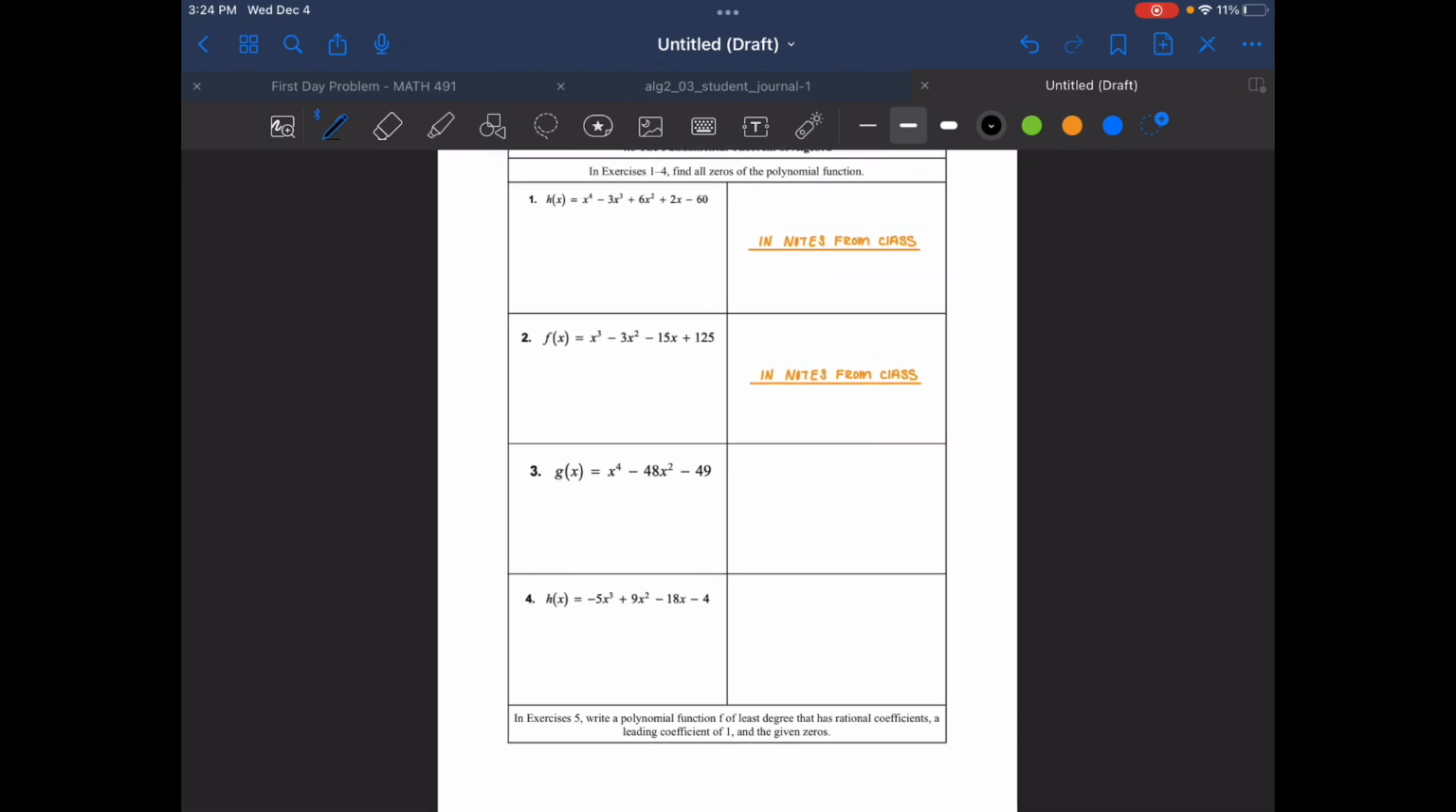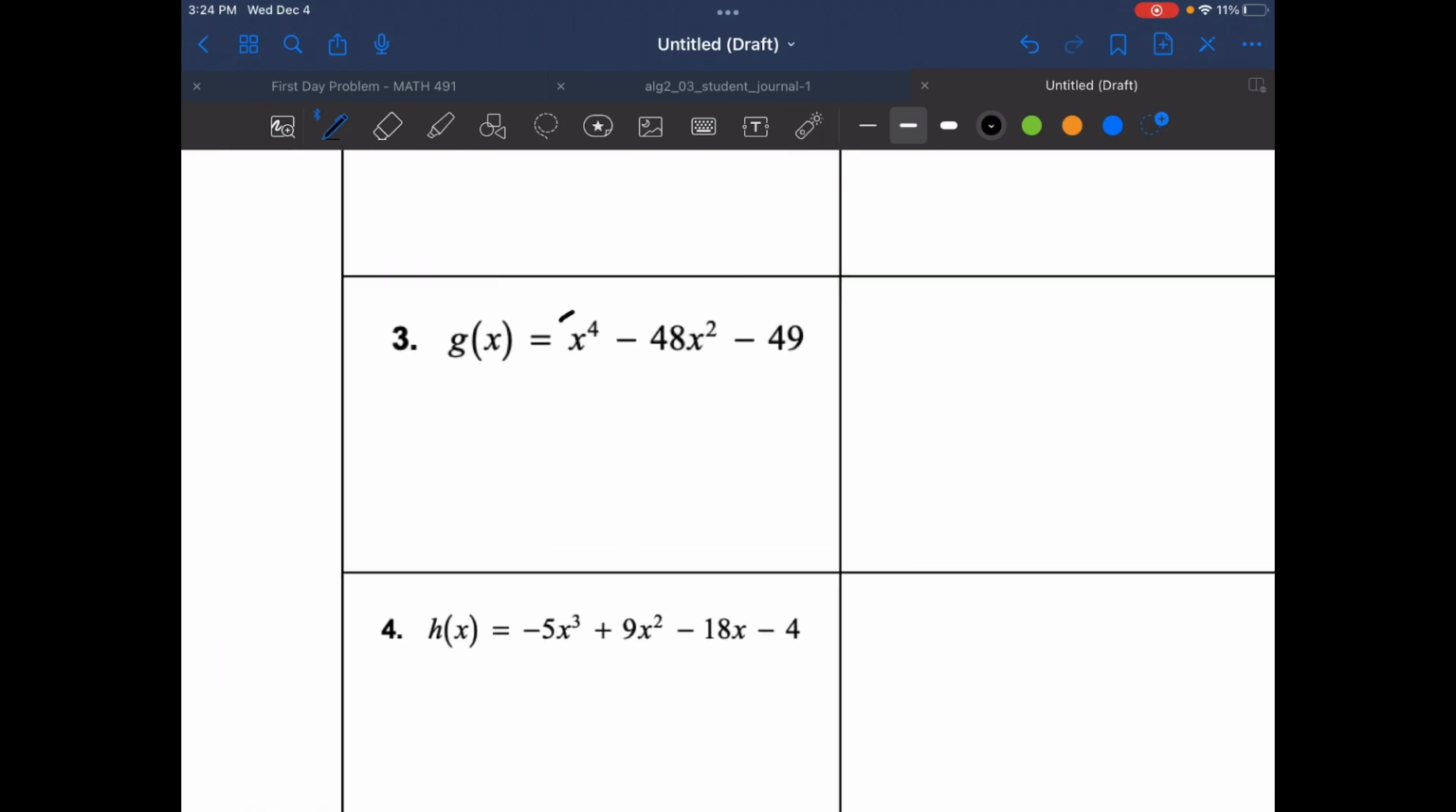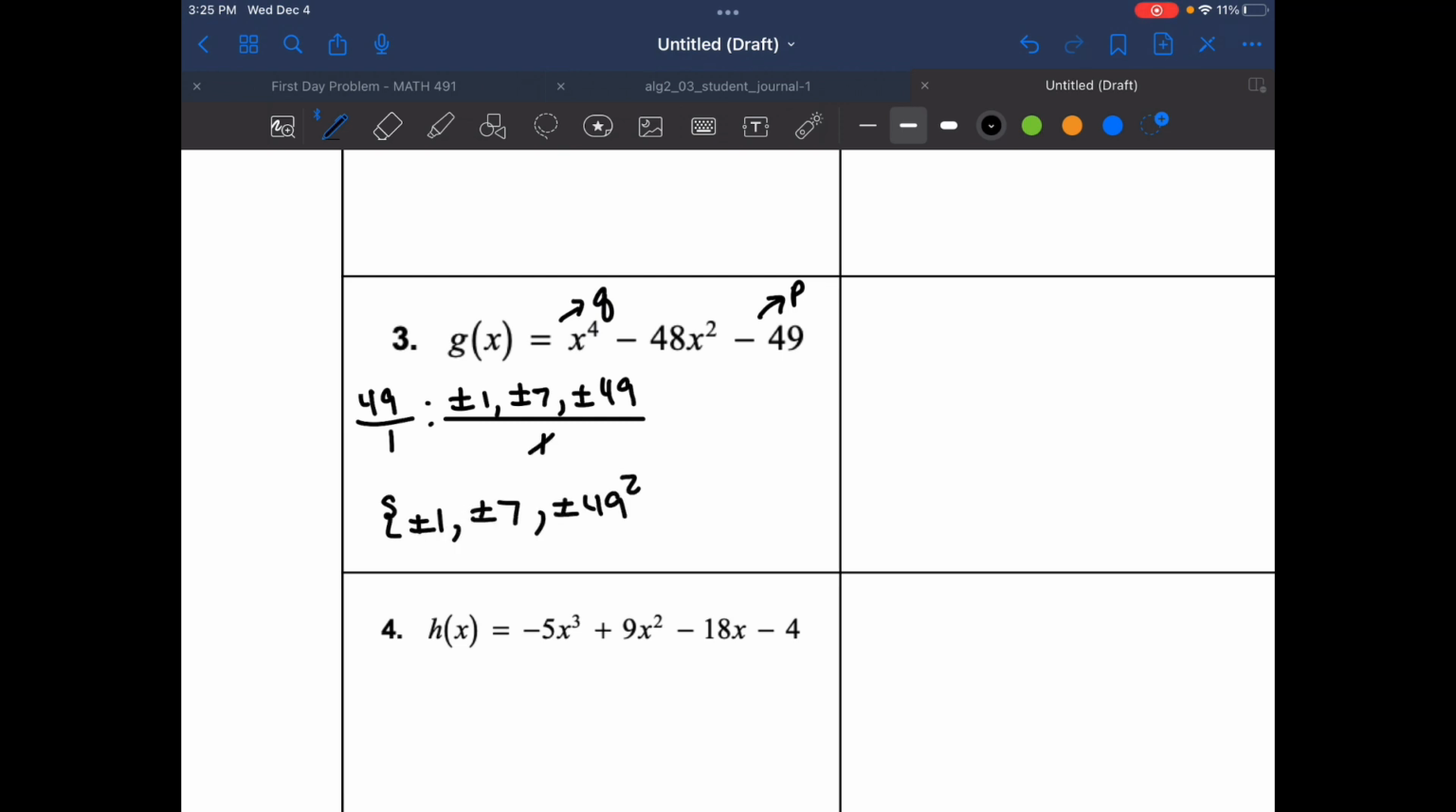All right, fundamental theorem of algebra, find all the zeros of the polynomial function. So this one is exactly like we were just talking about, okay? This one is to find all the zeros. So we're going to use rational root theorem. This is my Q, this is my P. So this is going to be 49 over 1. That's going to be plus or minus 1, plus or minus 7, and plus or minus 49, all over 1, right?